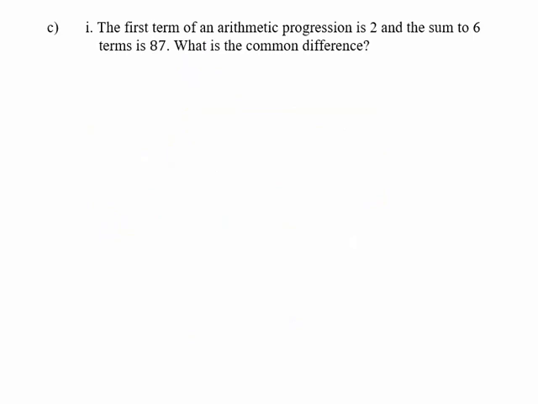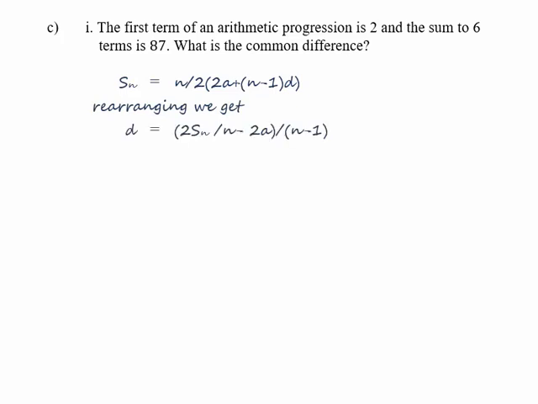Part C. The first term of an arithmetic progression is 2, and the sum to 6 terms is 87. What's the common difference? Well, let's start with the equation for the sum. Sum to n terms is n over 2 outside 2a plus n minus 1 d. Rearranging that, we can get d is equal to 2 Sn over n minus 2a, all over n minus 1. Putting the values that we know into that gives us a value of d equal to 5.